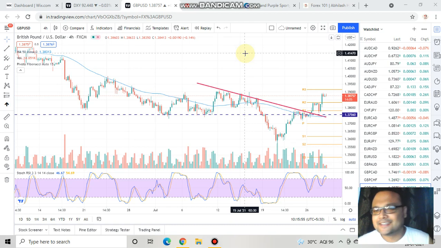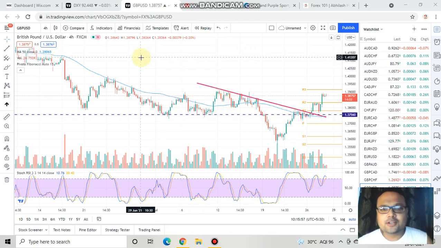So let's get started. This is the 4 hour chart of GBP USD in front of us right now. And to be honest, I was extremely overwhelmed when I received many comments and messages yesterday that you all have made good profit from my analysis. You all have made 90 pips profit, 70 pips profit from my analysis. Really, it was very much overwhelming.